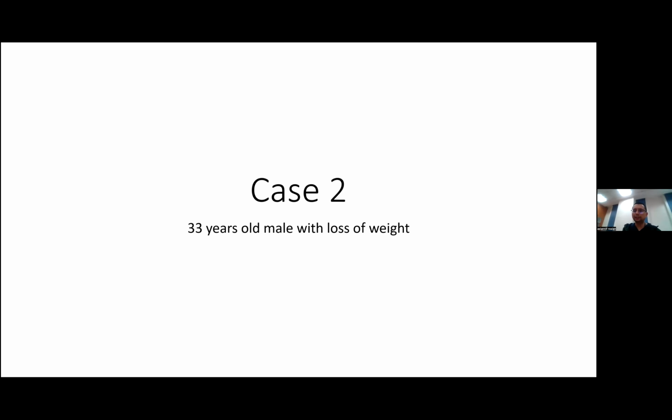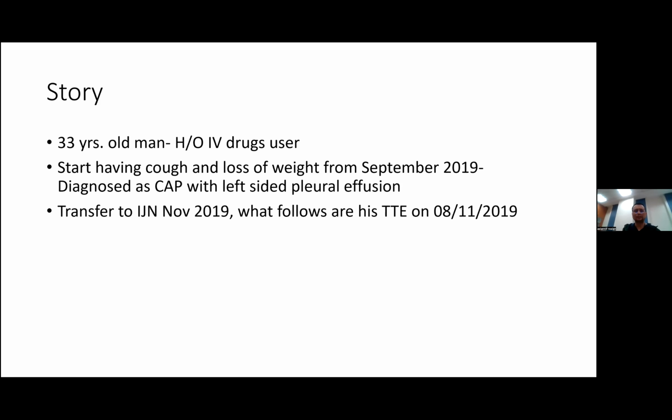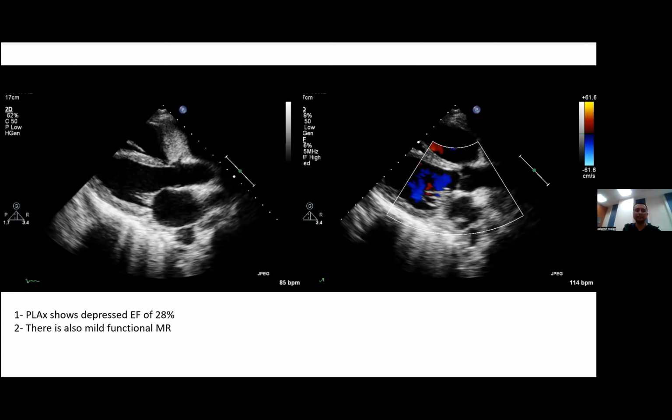So I wanted to share with you case number 2 here. I got a 33-year-old male that came with loss of weight. He had a history of intravenous drug use. He started having cough and loss of weight from September 2019, diagnosed with community-acquired pneumonia and left-sided pleural effusion. So he was transferred to IJN in November 2019. So what follows is his transthoracic echocardiogram done on the 8th of November 2019.